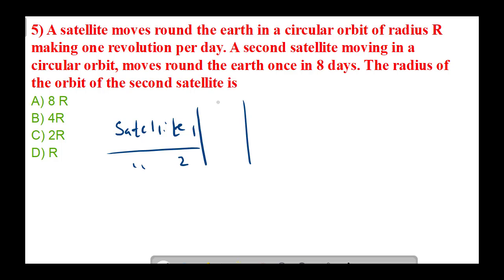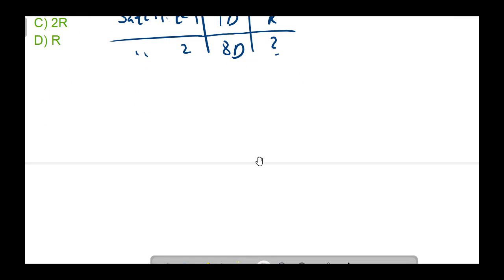For satellite 1 the time period is 1 day, and for satellite 2 the time period is 8 days. The radius is given as r. We need to find this radius. Now according to Kepler's law, the square of the time period of revolution is proportional to the cube of the radius. I will write capital R here because we are dealing with capital R. So T square is equal to k times R cube.